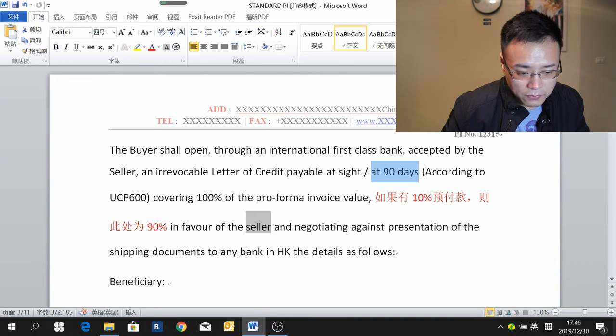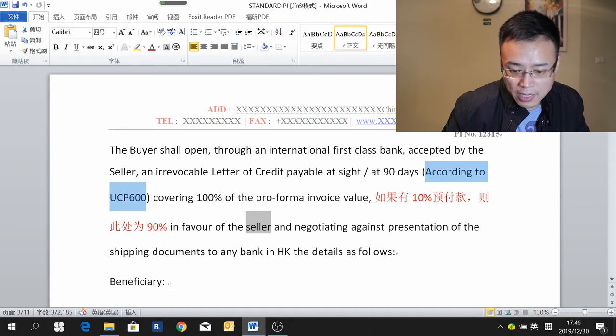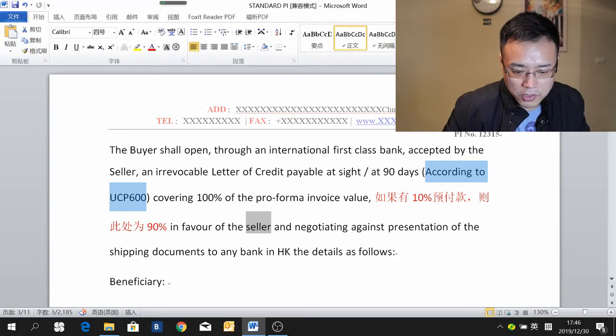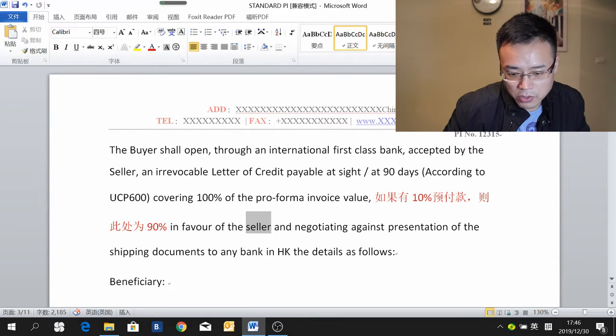According to the latest version, UCP 600, you basically don't have to mention it there because every LC is as per UCP 600. Covering 100% of the pro forma invoice value. Of course, if you have an advance payment, let's say 10%, then you mention cover 90% of the pro forma invoice value. In favor of the seller and negotiating against presentation of the shipping documents to any bank in Hong Kong, because we only use Hong Kong banks, so we always mention any bank in Hong Kong.